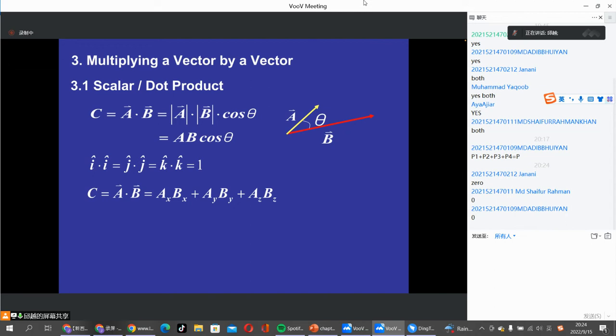So for the dot product, we can also use it in the coordinate system. The dot product of vector A and vector B equals C, and it equals ax bx plus ay by plus az bz. And the magnitude of vector A equals the root of vector A dot vector A.